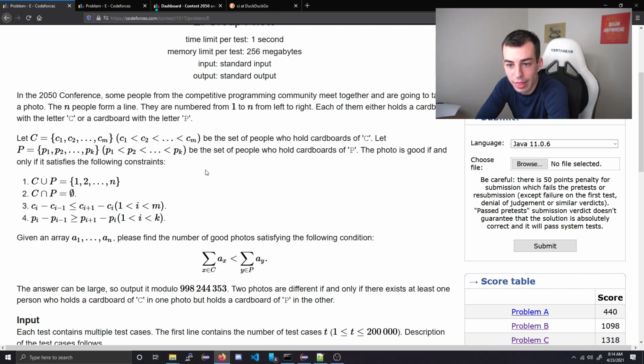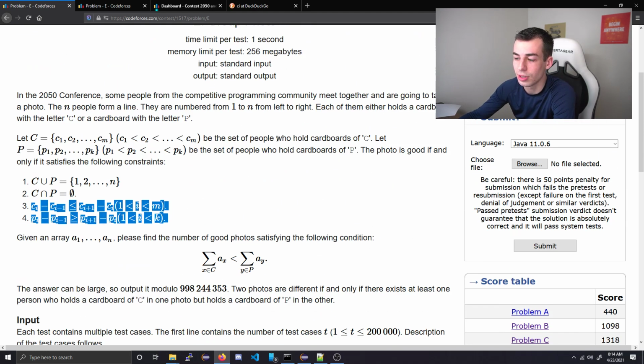Everyone holds one thing, no one holds both. The difference between two adjacent things... what do these mean? Can I not just explain it?